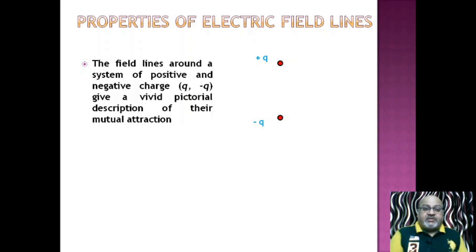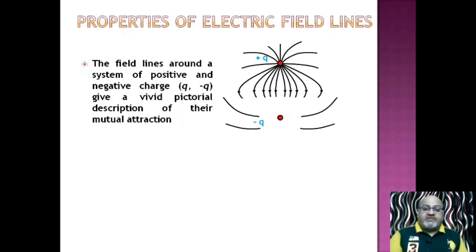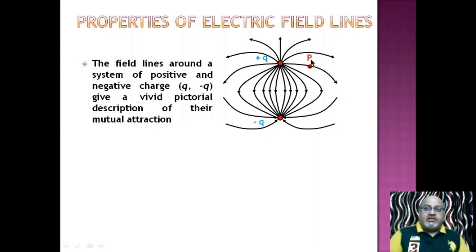At some point it may appear, but the path is not straight as in the case of a single charge. So see what type of pattern of electric field is there. Now I take a point P on this. Remember, this is not a charge, just a point. And I draw a tangent at this point along the direction of the field line. This tangent gives the direction of the electric field at this point.